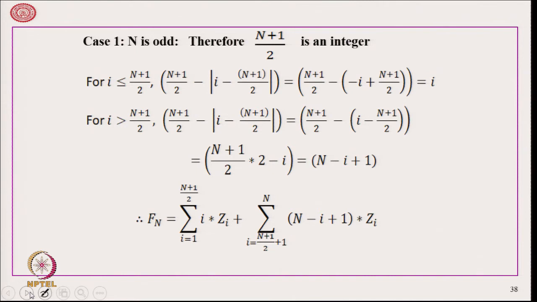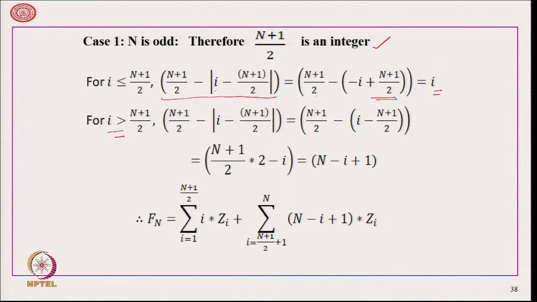Therefore, (n+1)/2 is an integer. Therefore, for i ≤ (n+1)/2, this entire quantity we can write as (n+1)/2 minus, because i is less than (n+1)/2, so this is going to be the negative of that one, therefore, minus i plus (n+1)/2, which is equal to i.